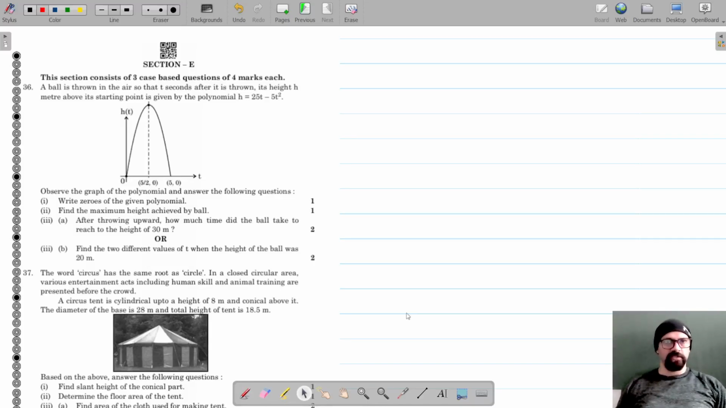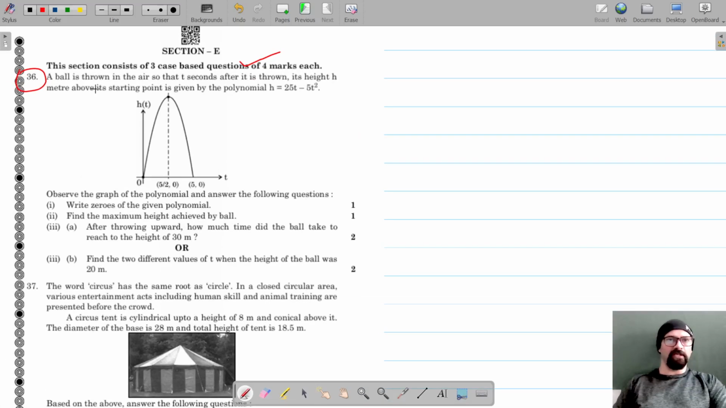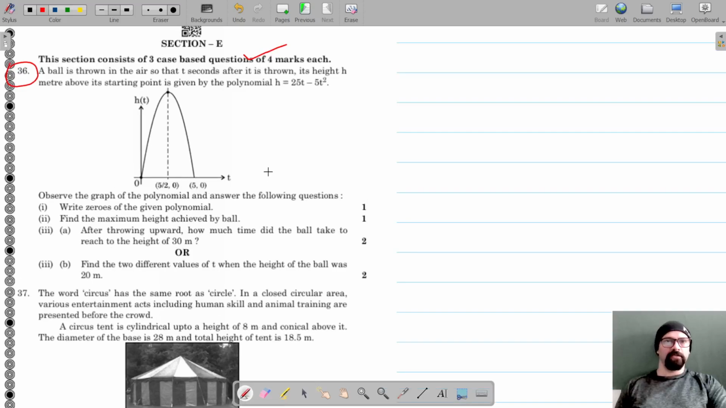Okay, we are on section E, and this section consists of three case-based questions of 4 marks each, and we are going to solve the first one, that is question number 36. It says that a ball is thrown in air so that after t seconds, its curve is given in the picture, and this horizontal axis is the time axis, and the vertical axis is the height.